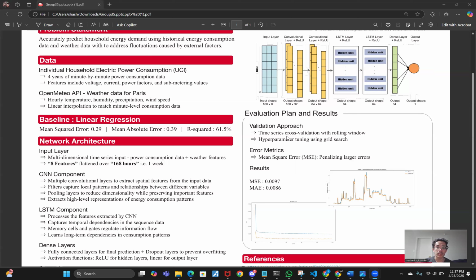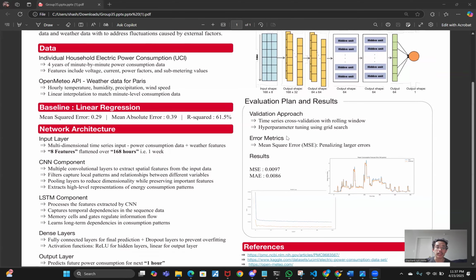For the baseline comparison, we used a linear regression model. The mean squared error and mean absolute error were 0.29 and 0.39. So this suggests that the dataset is complex and a simple linear regression model could not predict the values well for the dataset. Let's move over to the network architecture of our hybrid LSTM and CNN model.